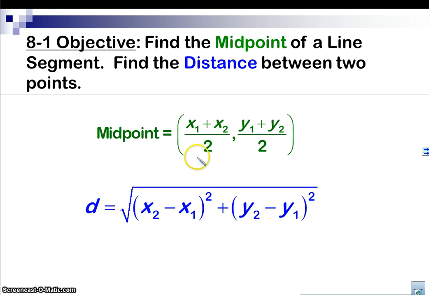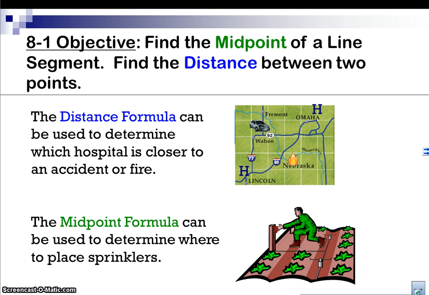Now these are the formulas, but check it out. The midpoint formula is just like finding the middle, right? The half. So we're going to add them and divide by 2. It's not that bad. The middle of two things. And the distance formula is really the Pythagorean theorem. It looks complicated, but really it's just the Pythagorean theorem. So we'll look at what it looks like in a graph.